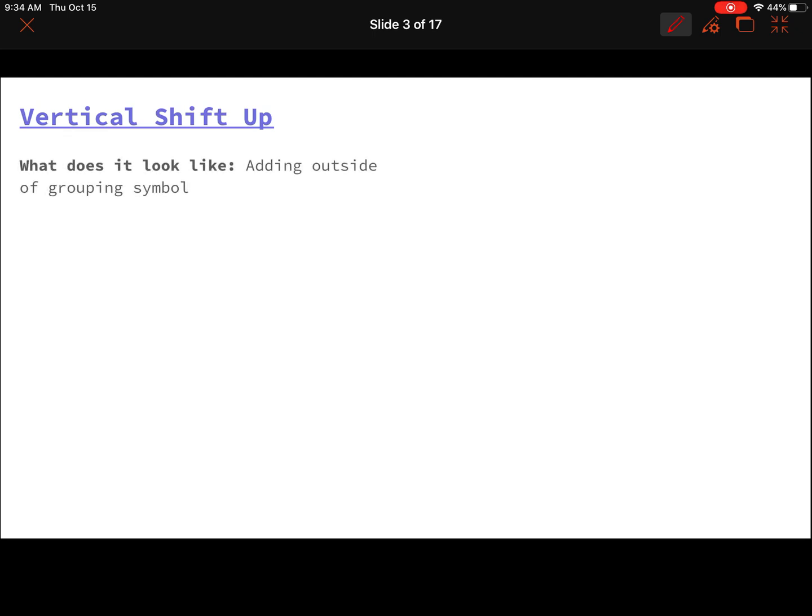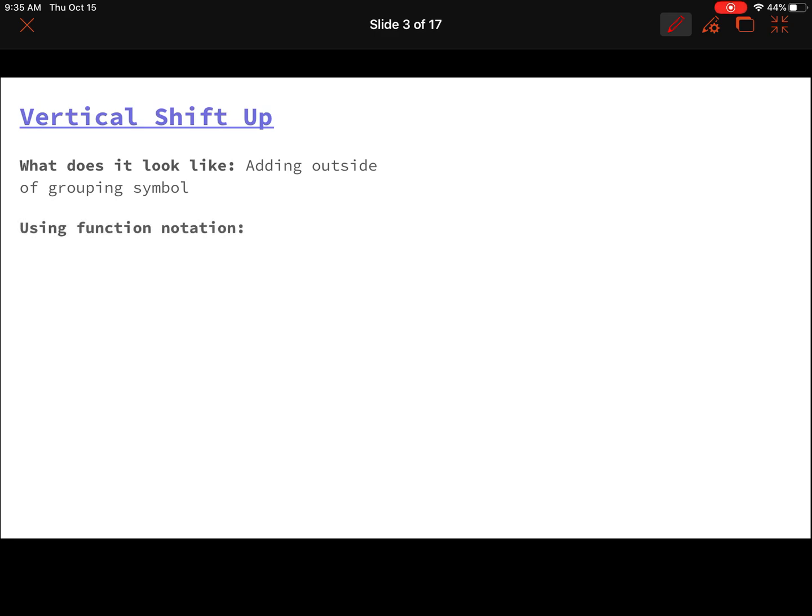Now, what does this look like? To know when we are going to do a vertical shift up or a vertical translation, we kind of interchange those words. We need to look for an adding sign outside of a grouping symbol, okay? And a grouping symbol is just the use of parentheses. So if we have something in our parentheses, then whatever we're looking for is outside. So we're going to look for a plus outside the grouping symbol.